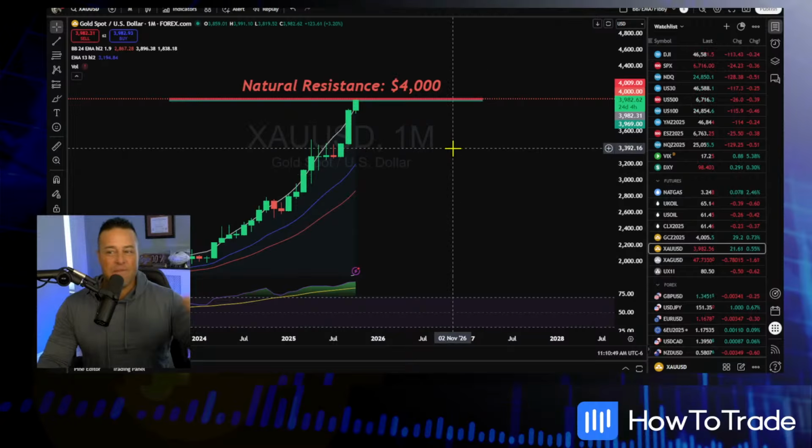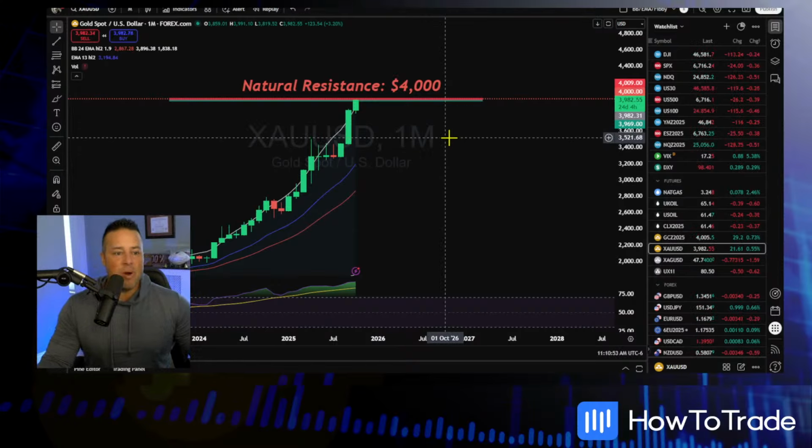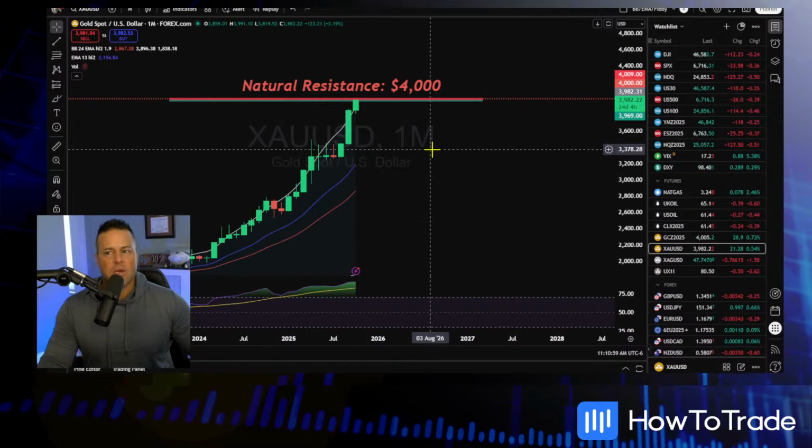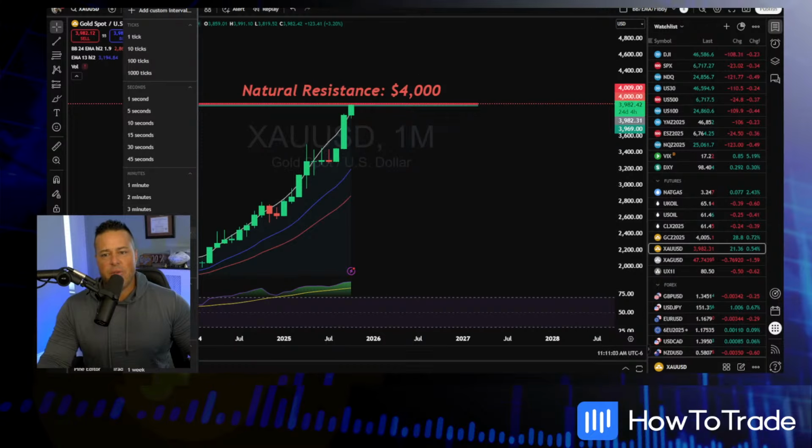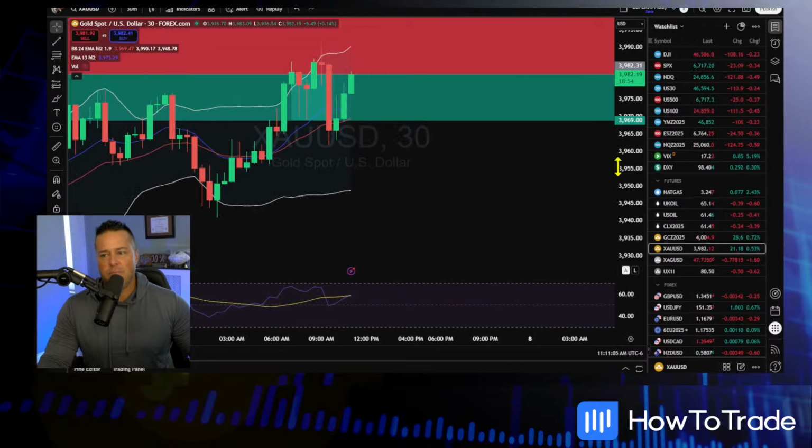Right up here, we were sitting at 4,000. Our entry point to the sell was about 39.89, and then our profit target was right down the queue a little ways, about $20 or so. So it's about a 2,000 pip trade. Let's go ahead and take a look. 4,000 is our resistance zone. Let's take this right down to a 30-minute chart and see exactly what happened.